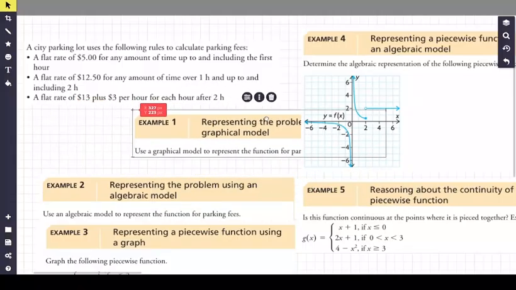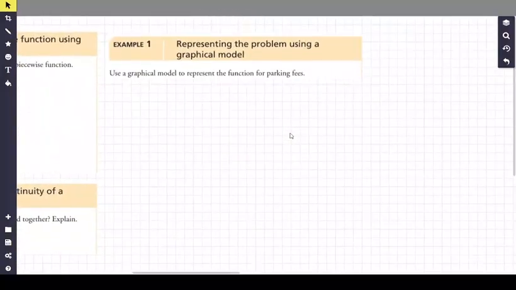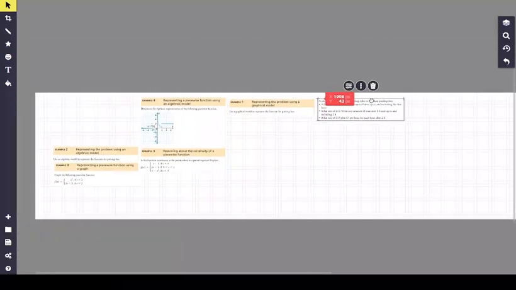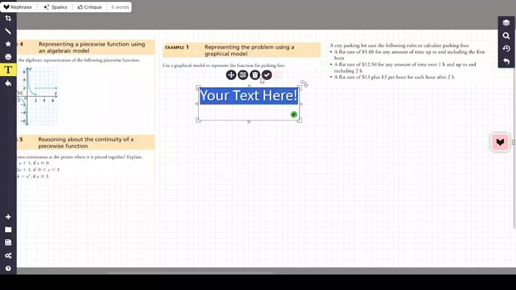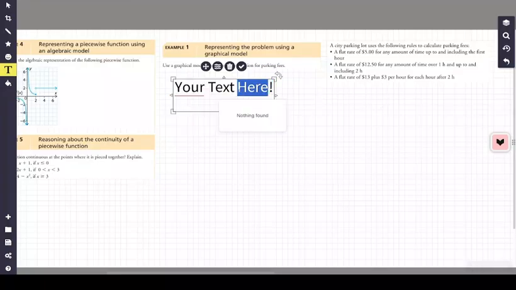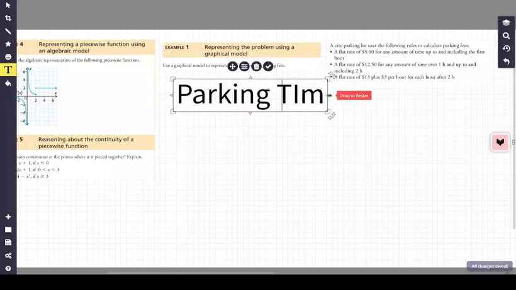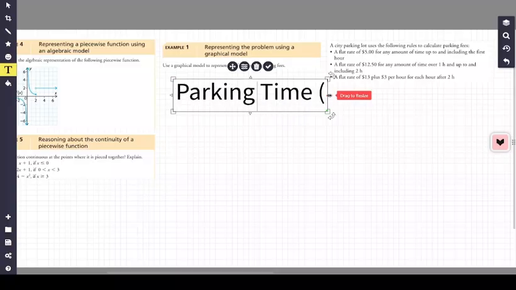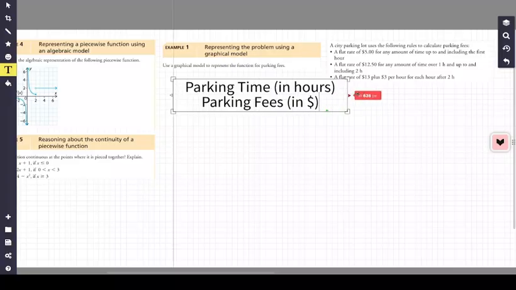So let's move this. Using a graphical model, let's represent the function of the parking fees. How do we get a graphical model? We want to get some key points down. So let's drag this to the right so we can have some math. Okay, let's go ahead and have some key points. We would have parking time in hours, and on the right we will have parking fees in dollars. Okay, this sounds about right.